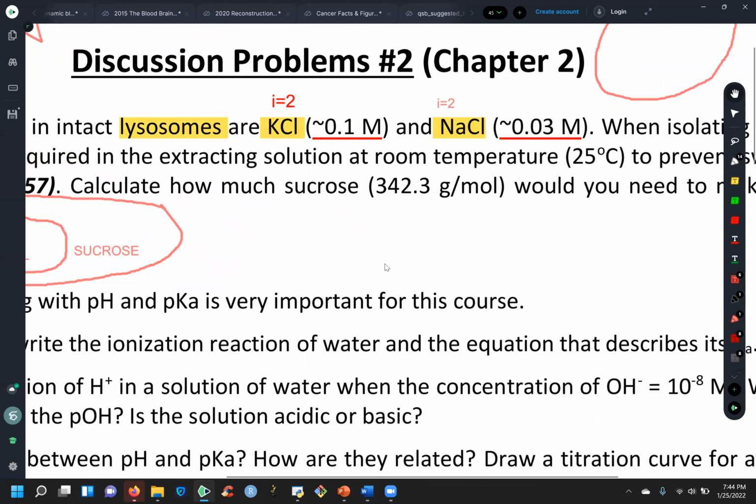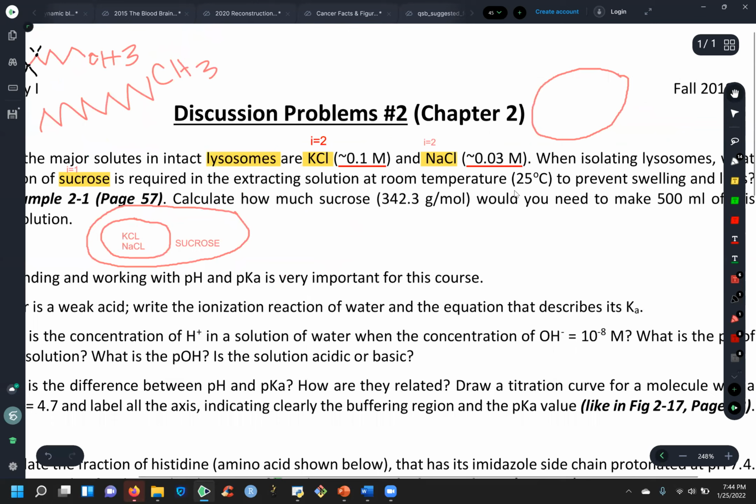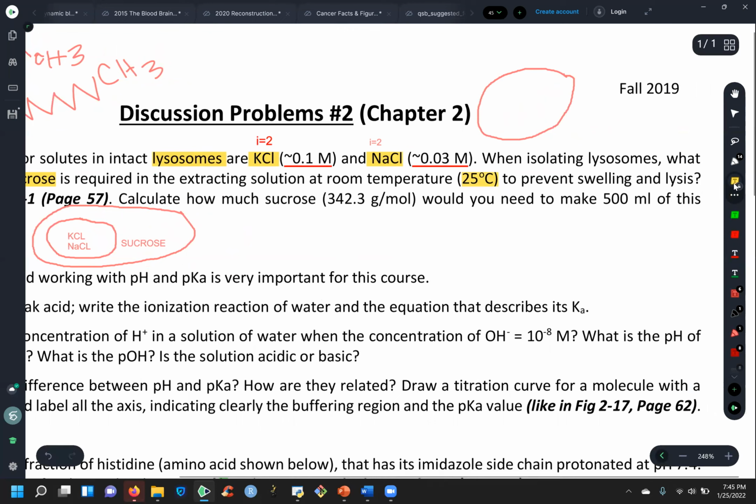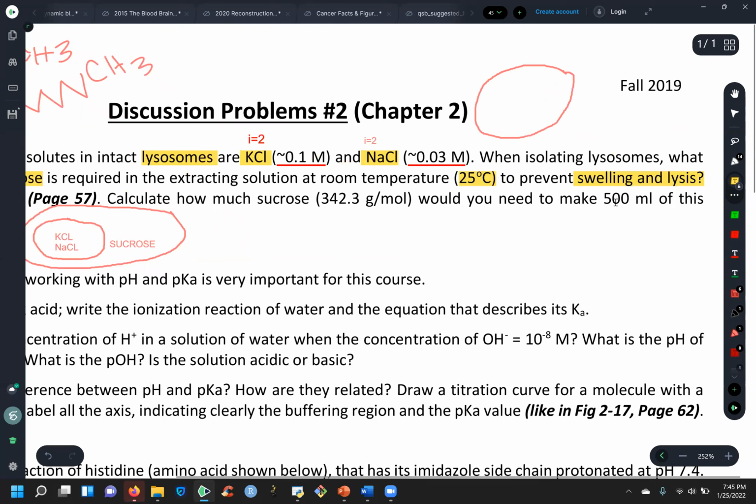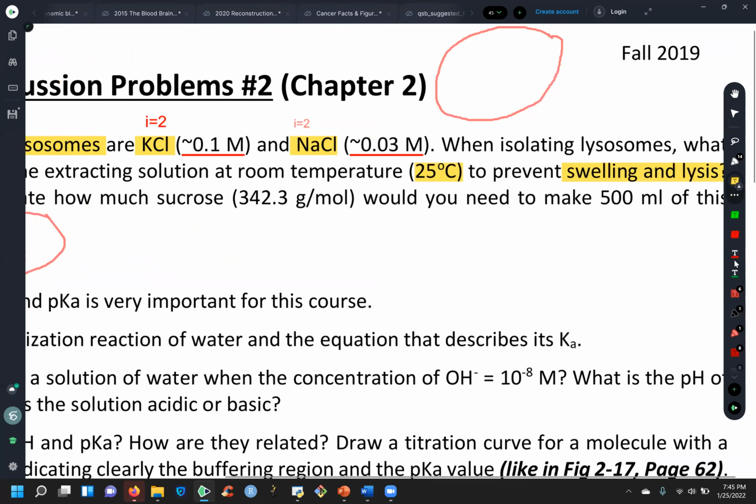Oh, okay, hold on. So the extraction solution at room temperature. So the room temperature has to be a part of the equation. And we say 25 degrees Celsius, but we already know that in all of these equations, we need everything to be in Kelvin. And it says to prevent swelling and lysis. So what are they talking about here? Because there's a lot going on in this problem. It is not easy. So we're breaking it down to make it easy for you guys. So first of all, swelling and lysis, they want to prevent it. So you have to remember some important terminology that was in video 1.